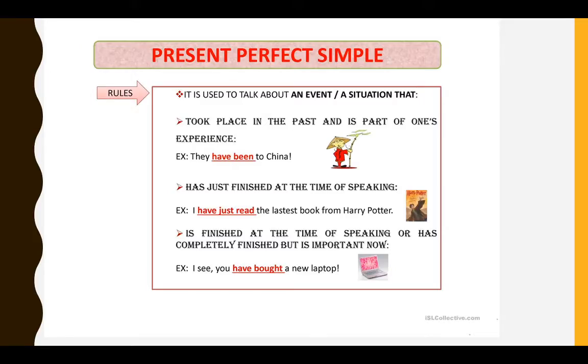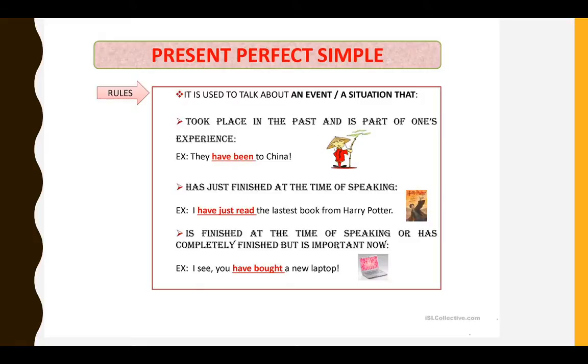First of all, it's important to point out that present perfect works to talk about an event or a situation that took place in the past and is part of our experience. As an example, over here: they have been to China. What does it mean? That I did that activity in the past, but nowadays that activity continues being present in my life, right?